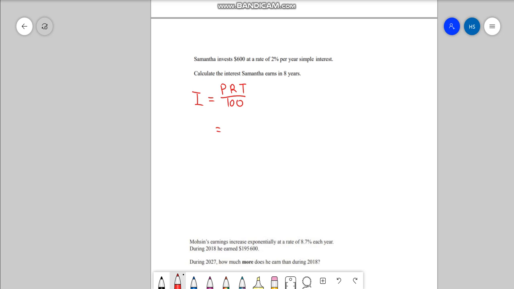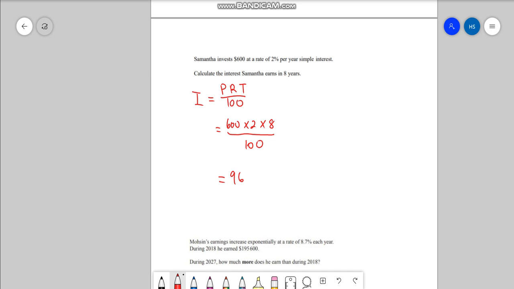So if you want to find the interest that Samantha earns, we should put the 600 into our P, the starting money, multiply the rate 2%, so just times 2, and then times time. The time here is 8 years. That's why we multiply 8, then over 100. So 600 times 2 times 8 divided by 100, we should get 96. So the 96 is the amount that Samantha earns.